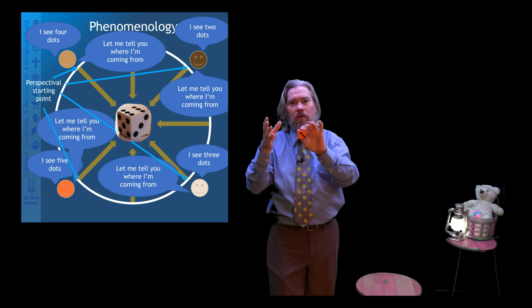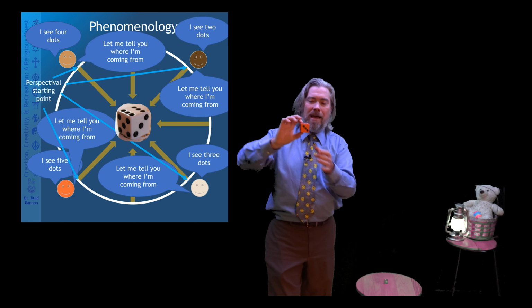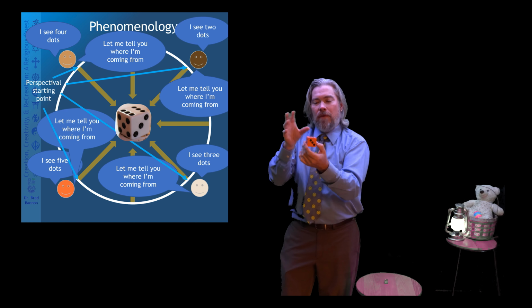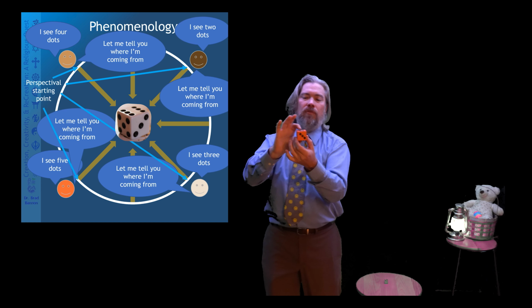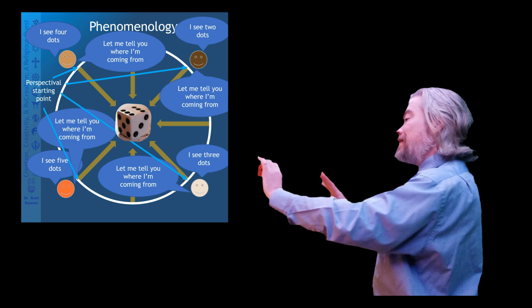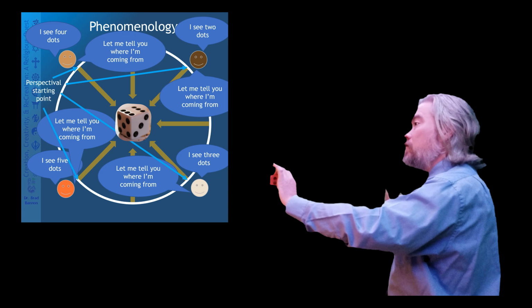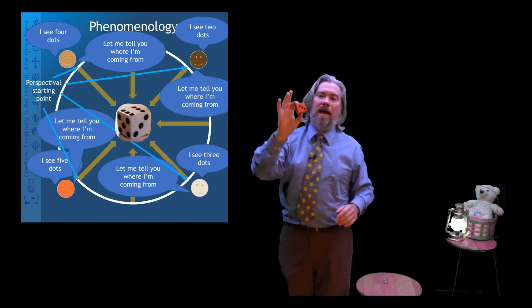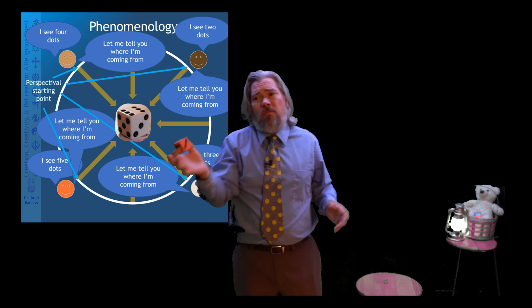And I see multiple sides. So by getting as many different perspectives on the thing itself as possible, we get a clearer, more accurate view of the thing itself. One of the things that this does is help us to distinguish between the object and our subjective experience of that object, so that we can get a truer, more accurate sense of the thing itself.